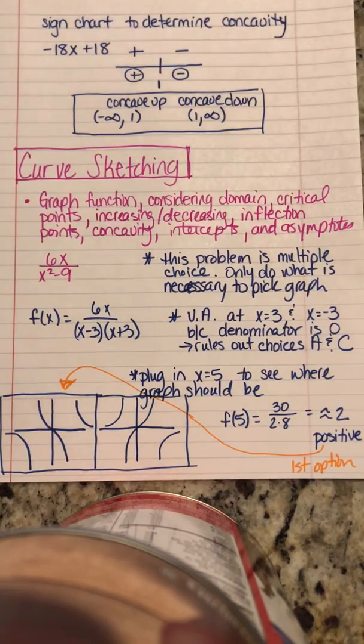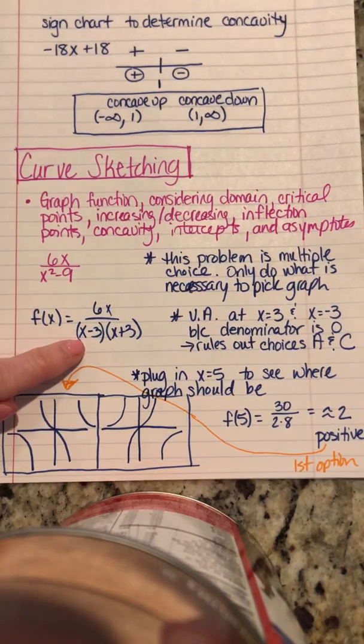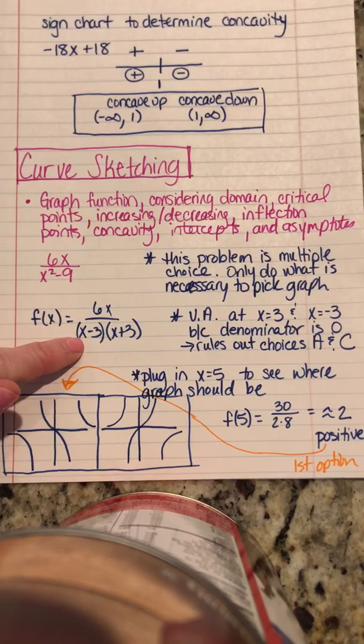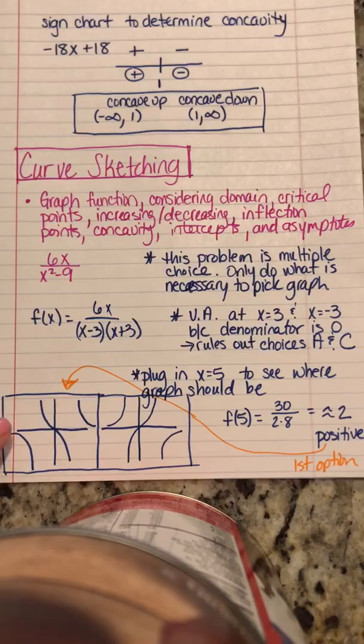So the problem is multiple choice. So the first thing I did was factor out my denominator. So I got an x minus 3 and an x plus 3. I notice that my denominator equals 0 at 3 and negative 3. So those are vertical asymptotes. So I've already narrowed my choices down to just A and C. I tried to sketch them because of the asymptotes, because the other two graphs were continuous and never stopped. So I ruled two choices out.